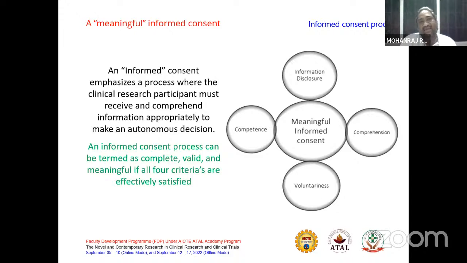So this is called a meaningful triad, where competence, information disclosure, comprehension, and voluntariness have to be put in a single line, where all these parameters are very essential. And this will influence the individual patient to make decisions on their own.